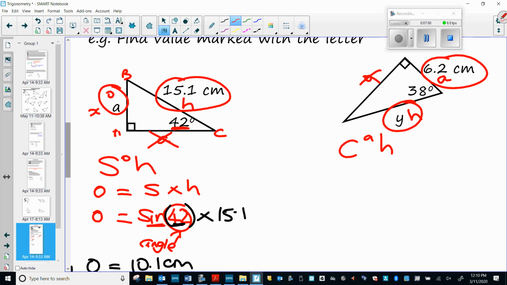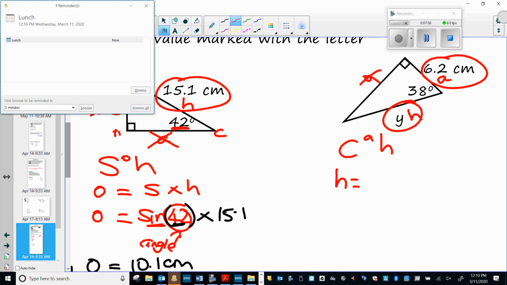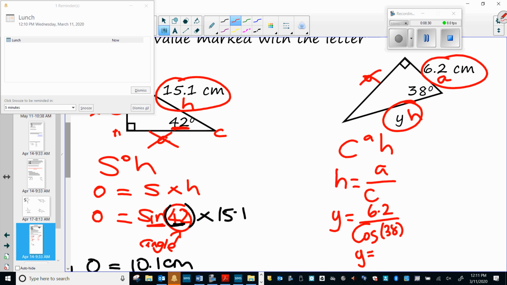Now we're going to write our statement. We're trying to find the hypotenuse, so we're going to cover up the H. To cover up H is equal to what? A divided by C. Good. So H, they've labelled it Y, so I'm going to put Y is equal to A. Where's A? 6.2. Divided by C. What does C stand for? Cos. Can we just leave it like that? No, we can do cos, and then the bracket 38. Nice. Okay? And then we're going to stick that in our calculator.